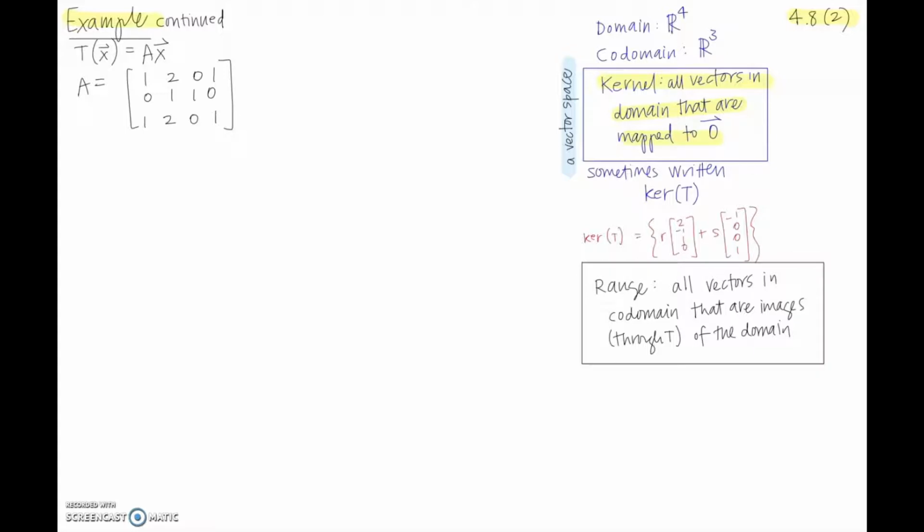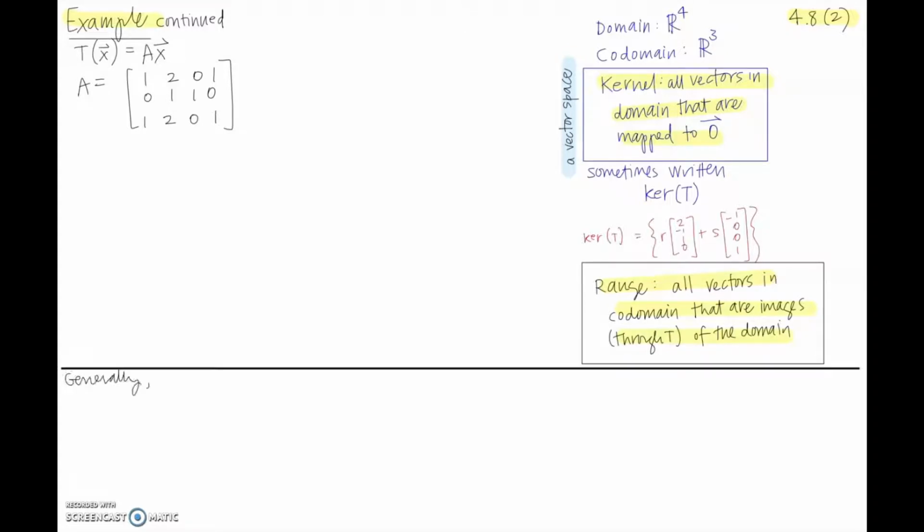And at this point I think that a picture of the vector spaces and the domain and the codomain is a good idea. So for just a minute we're going to step away from this specific example and speak more generally.